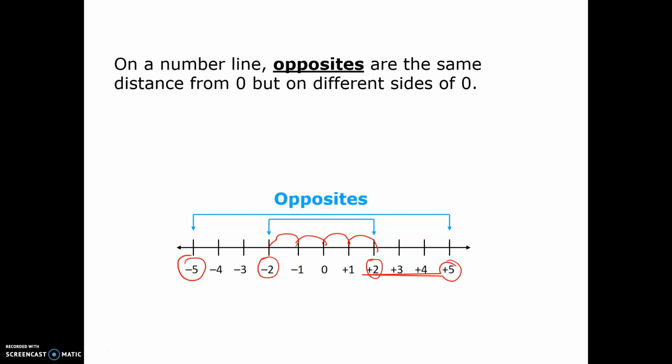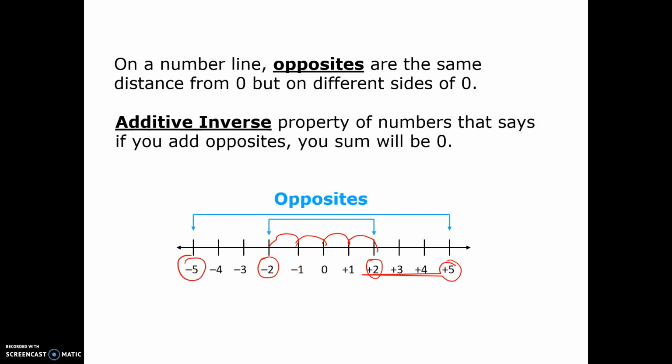Now, this is important because of a new property we're going to talk about in this unit called additive inverse. And this property simply says that if you add opposites, you're going to get 0. Let's think about it. You owe someone $2, you give them $2, now you owe them $0. I have $5, I'm going to give away $5, and now I have $0. So when we add opposites, we get 0, and we call that the additive inverse property.